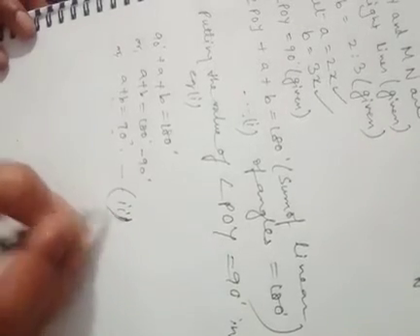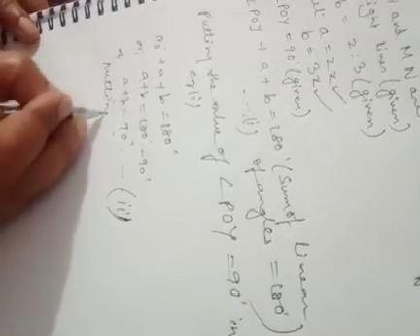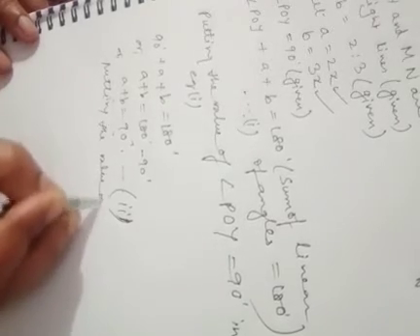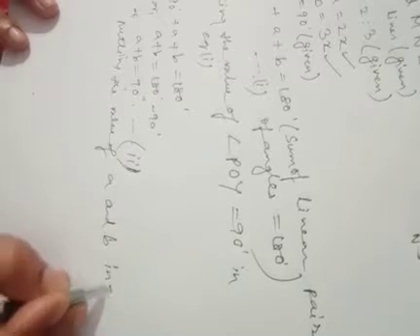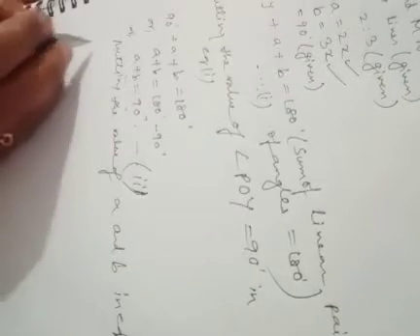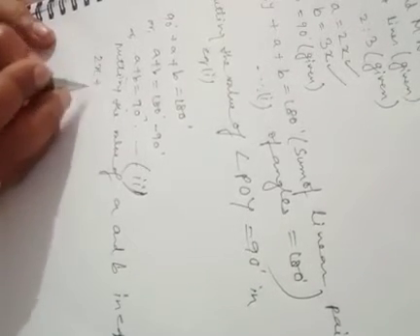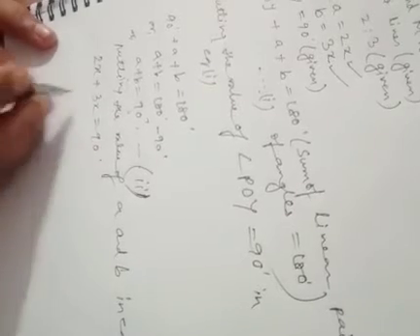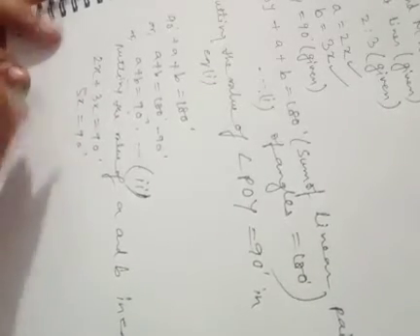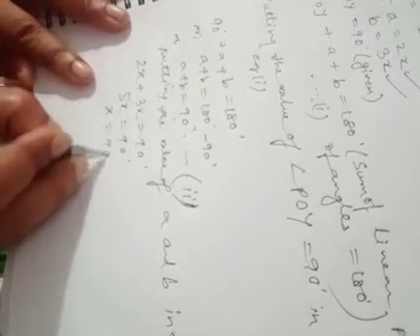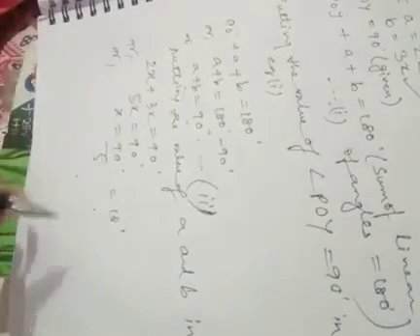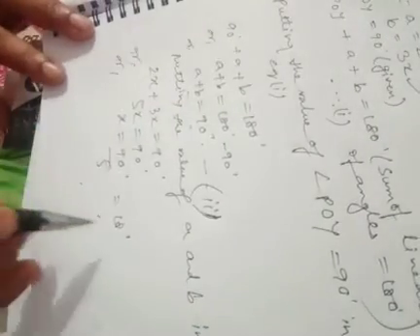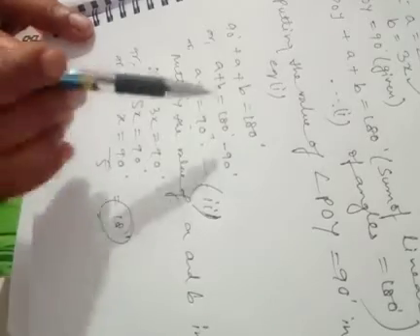So now write down, putting the value of A and B in equation 2, we get 2x plus 3x is equal to 90 degree, or 5x is equal to 90 degree, or x is equal to 90 by 5, that is equal to 18 degree. Okay.